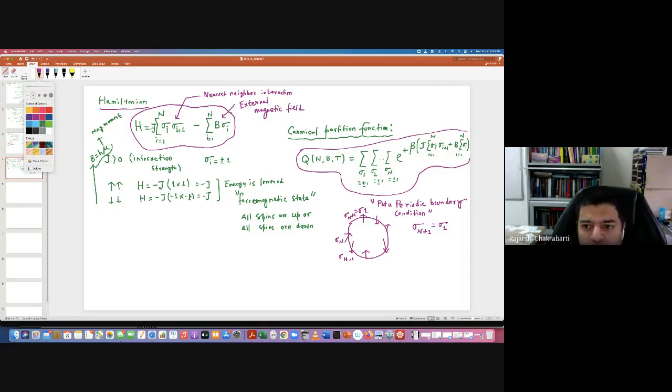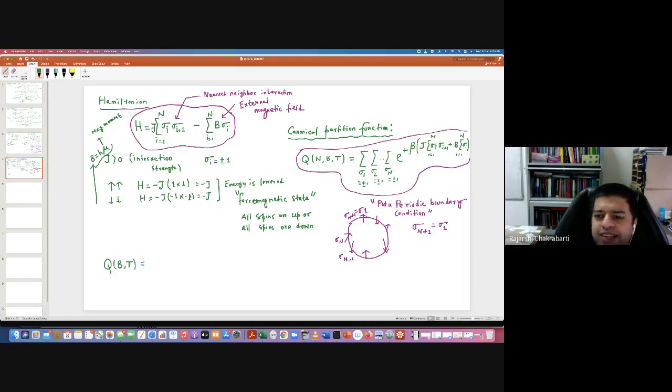Now, if I put this periodic boundary condition, then you will see that the partition function is written like this. This n is not mentioned because you have periodic boundary condition, but you know there are n spins, Q of b, comma, t, and this expression is going to change a little. So I have an expression like this, sigma 1. I'm not writing plus minus 1 equal to, just not writing.